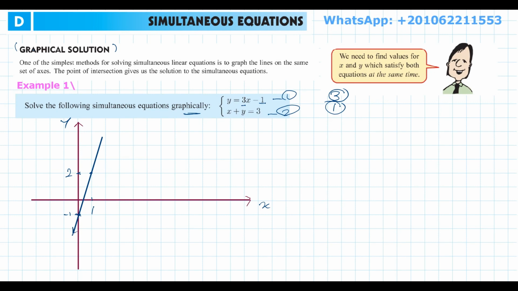What about the second one? The second one is in standard form, so it's better to identify the x-intercept and the y-intercept. To find the x-intercept, you need to put y equals 0. Then x equals 3. When y equals 0, x equals 3. This is the first point. What about the y-intercept? When x equals 0, y equals 3. This is the second point. Now you need to link between them.